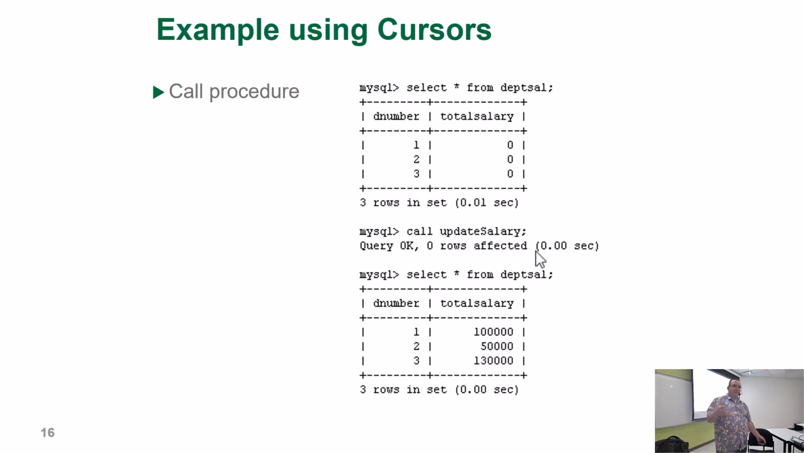Now, just to prove that department salaries are equal to 0, there it is. So then you can go update salary, no parameters, and it'll update all the salaries. The good thing about this one here is it no longer cares how many departments you have. One department, cool. 1,000 departments, also cool. It doesn't care.